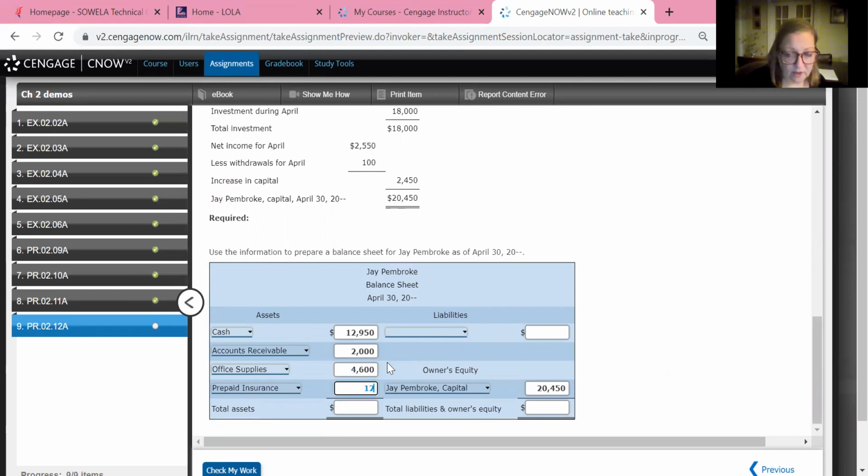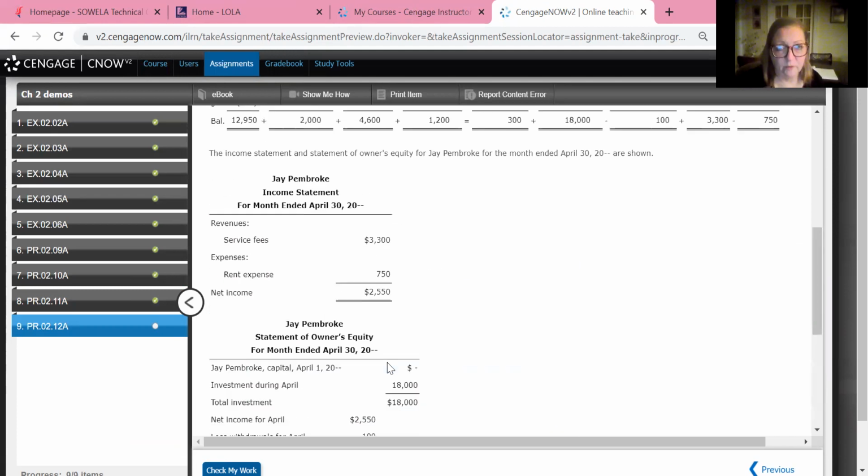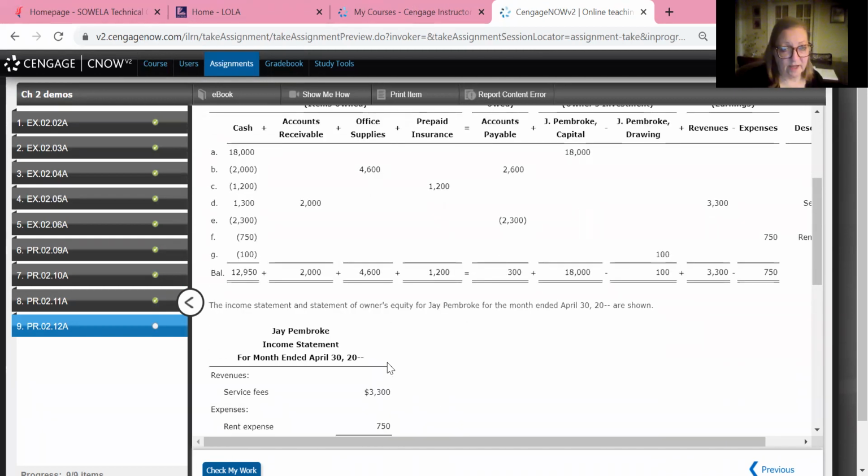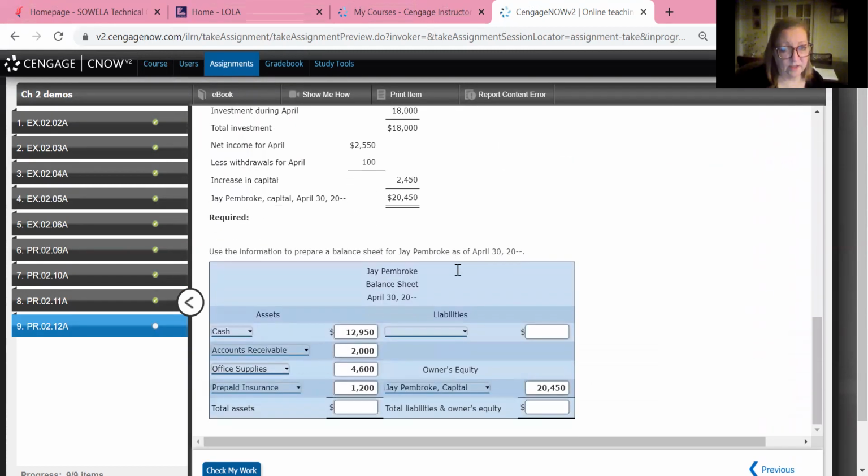There's no mystery about this. You can't just make these numbers up. You have to pull them from the transaction list. So you see that here's my cash, 12,950. Then 2,000 for accounts receivable, then 4,600 for office supplies, then prepaid insurance for 1,200 to end my assets. So that's what I have right here. Then I total all those assets together and I get 20,750. That's the same number I got the first time when I totaled my worksheet.